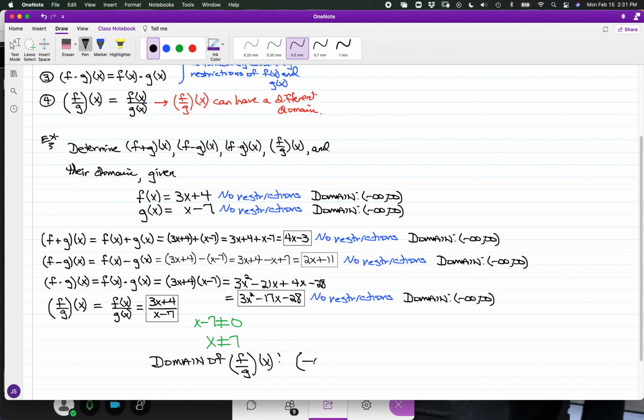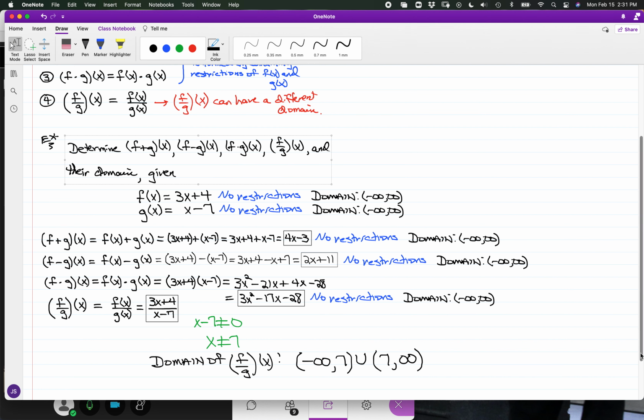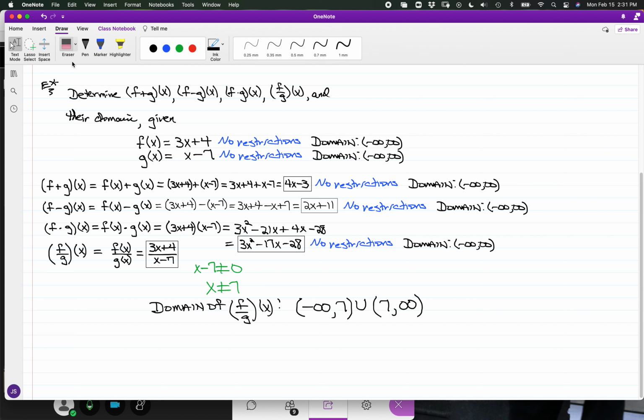So the domain is going to be the set of values x which are less than 7, in union with the set of values of x such that x is greater than 7. In interval notation, we have the formation of 2 subintervals. And for the next few moments, let's see what we get for the sum, difference, product, and quotient function results, as well as domain.